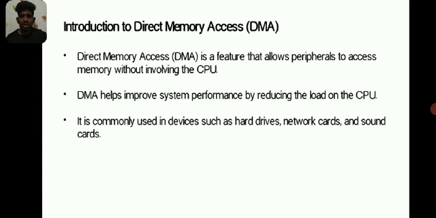First, let us come to the introduction to direct memory access. Direct memory access is a feature that allows peripherals to access memory without involving the CPU. DMA helps improve system performance by reducing the load on the CPU. It is commonly used in devices such as hard drives, network cards, and sound cards.